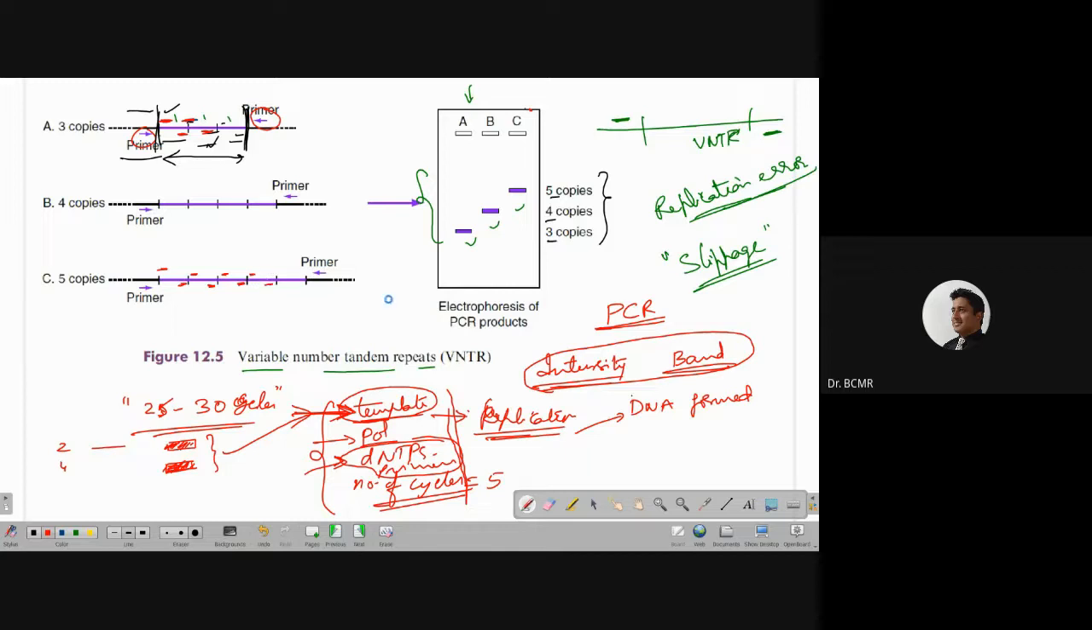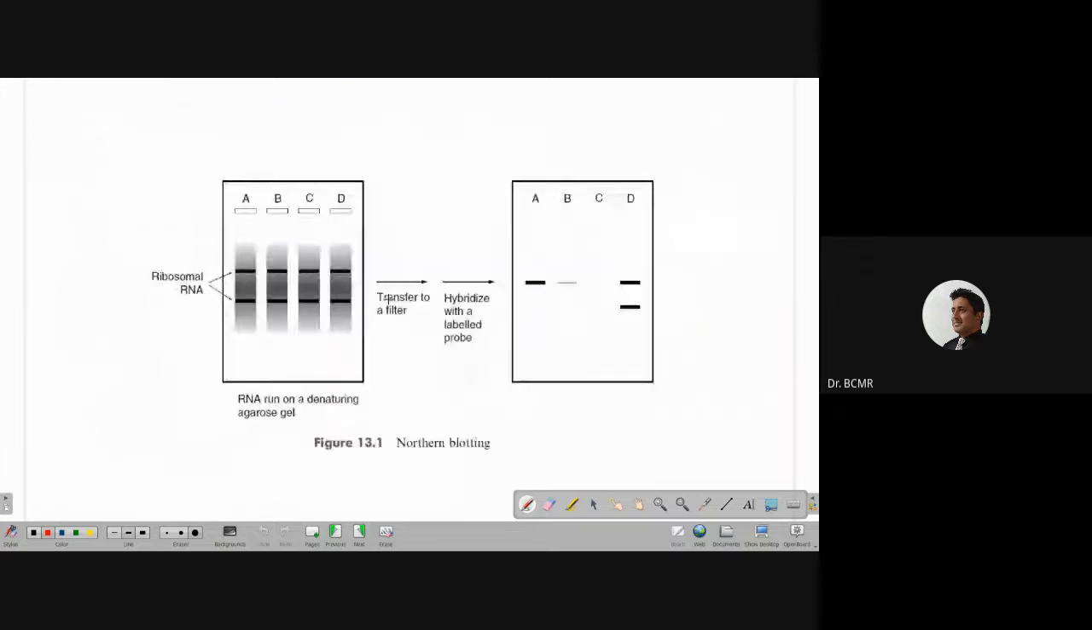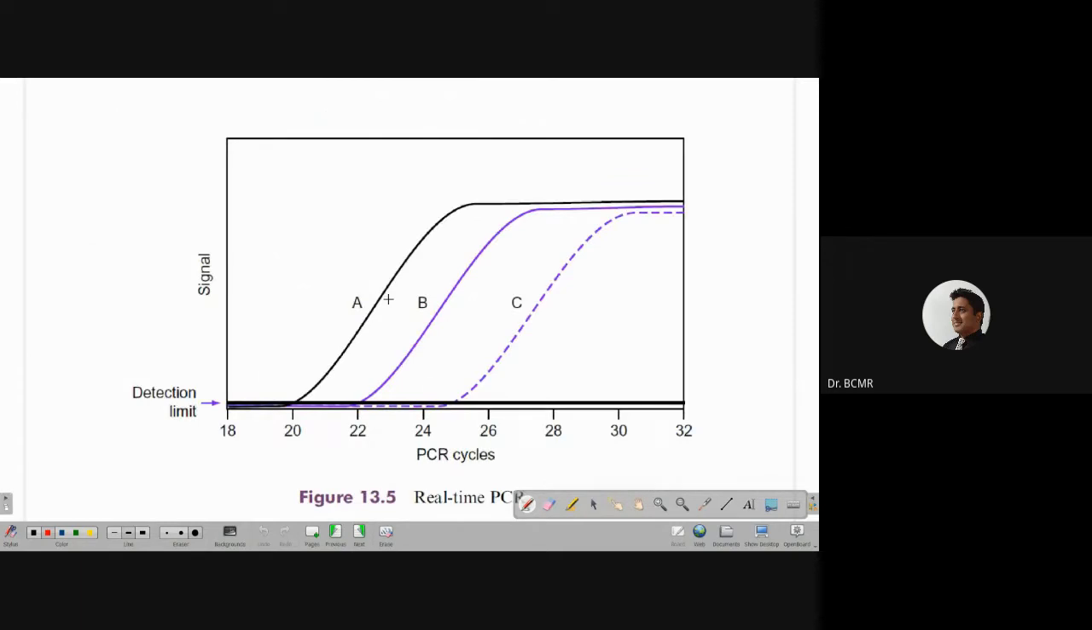Okay, then I will have to go to... I must be having it here. That is where I was supposed to teach. You know about real-time PCR. You must have read it, but it's all right. We will discuss this here. Which one do you think is having higher number of templates to start with?